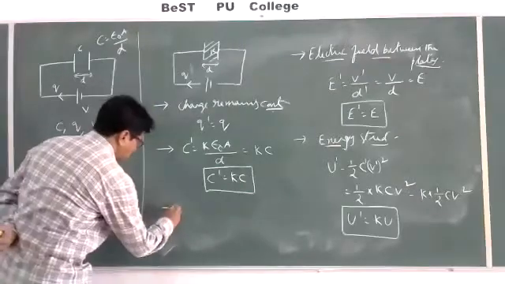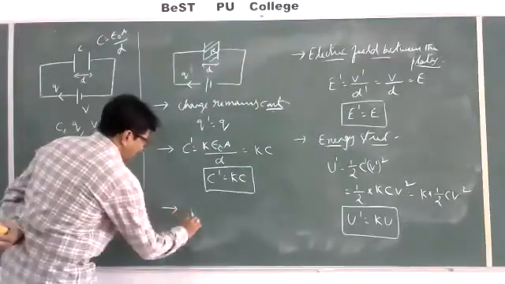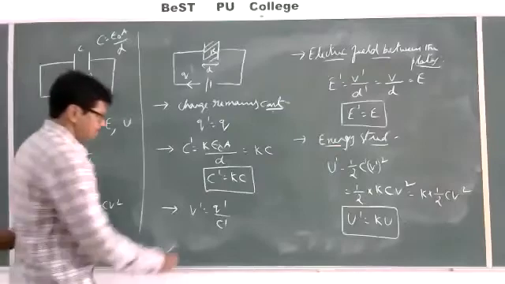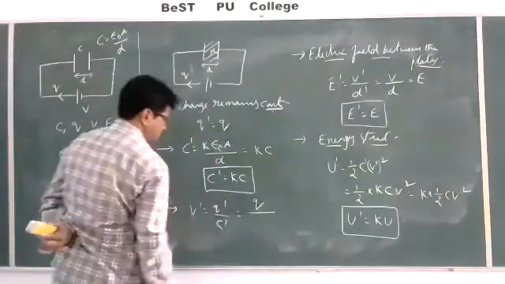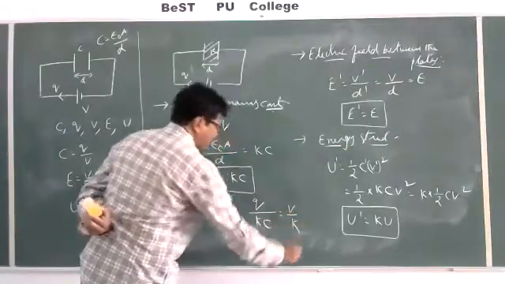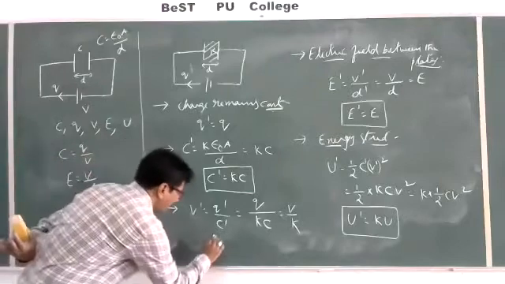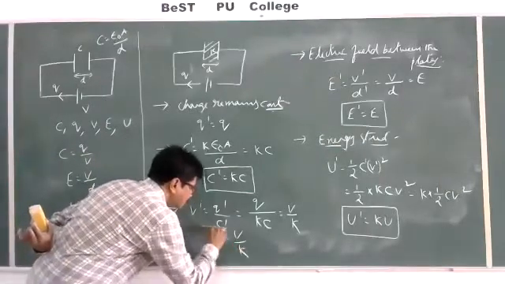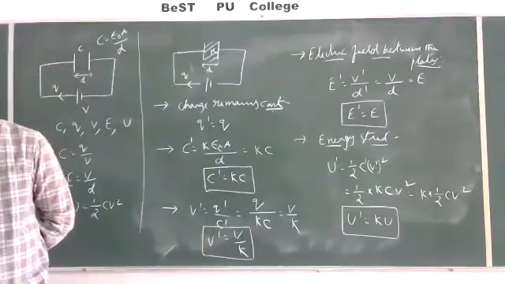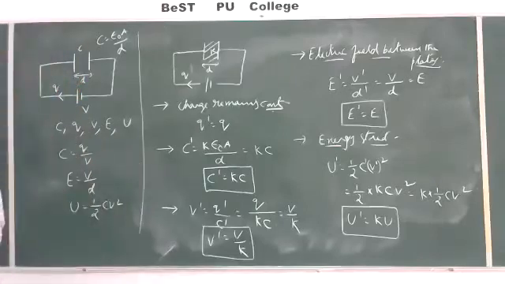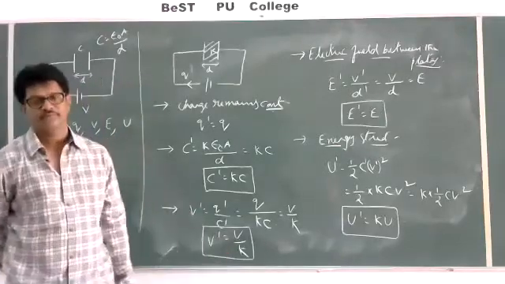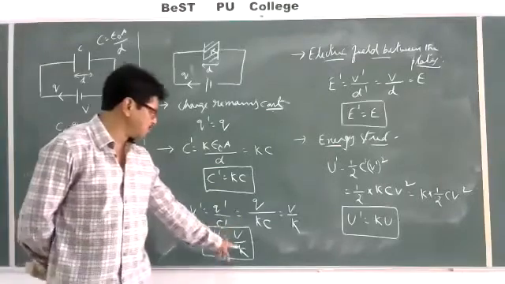Now what happens to the potential? V dash is equal to Q dash by C dash, where Q dash is equal to Q and C dash is equal to Kc, which is equal to V by K. So V dash is equal to V by K. That is, the potential decreases to K times.